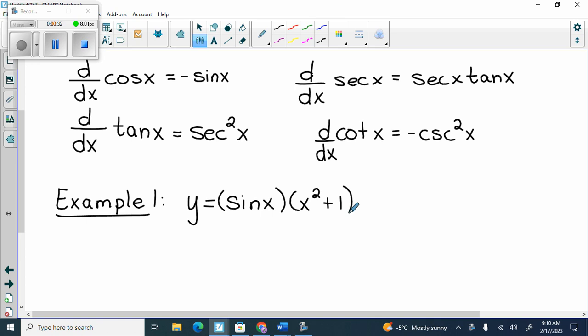Now remember, you have to get your brain wrapping around this: things multiplied. When I have things multiplied, I have to use product rule, right? You have to get your head wrapped around that, because if not, people will go cos x times 2x, and then they'll say, I'm done. Now it's just two derivatives of both of them. That's not actually how to do this question. This question is a product rule question. Two things multiplied, it's a product rule.